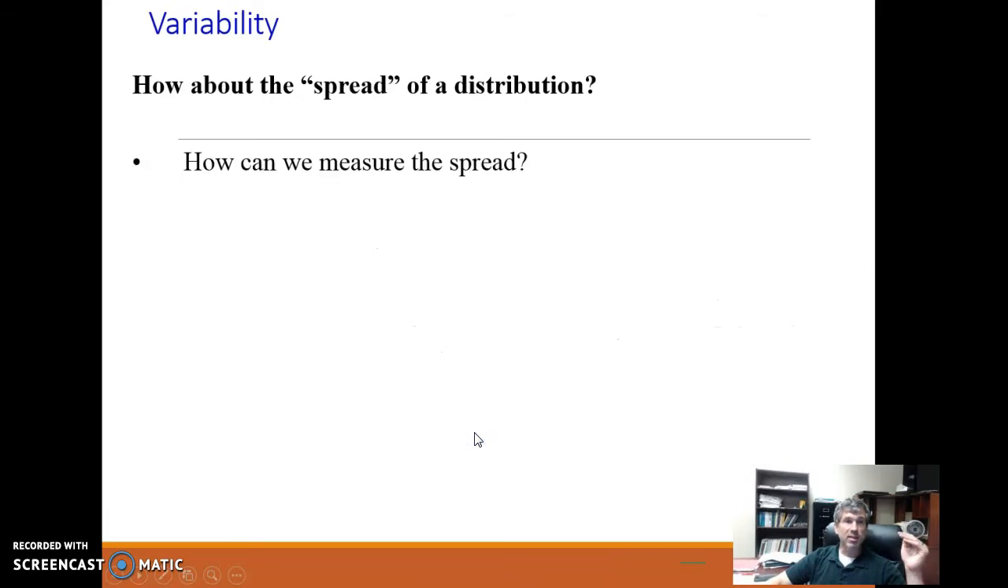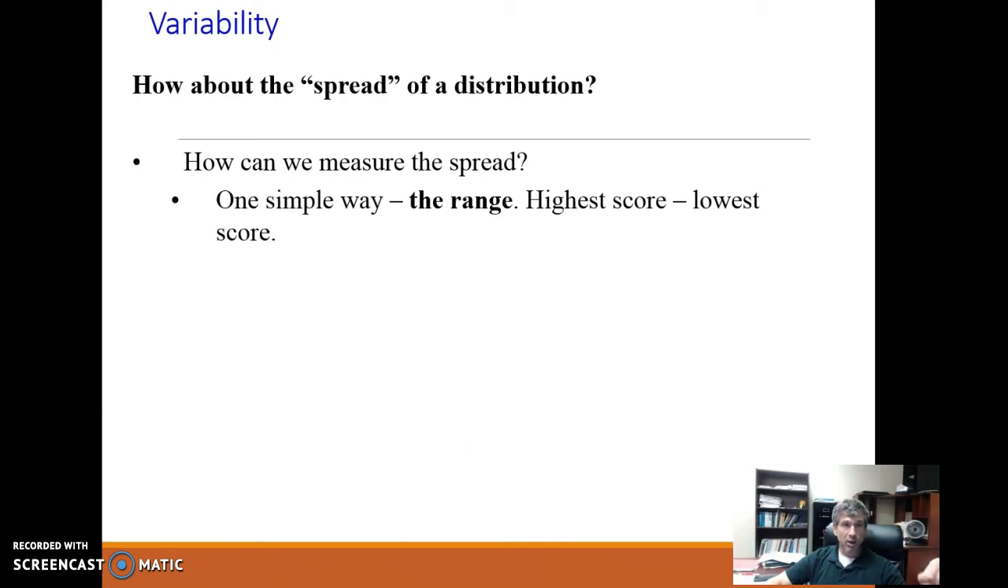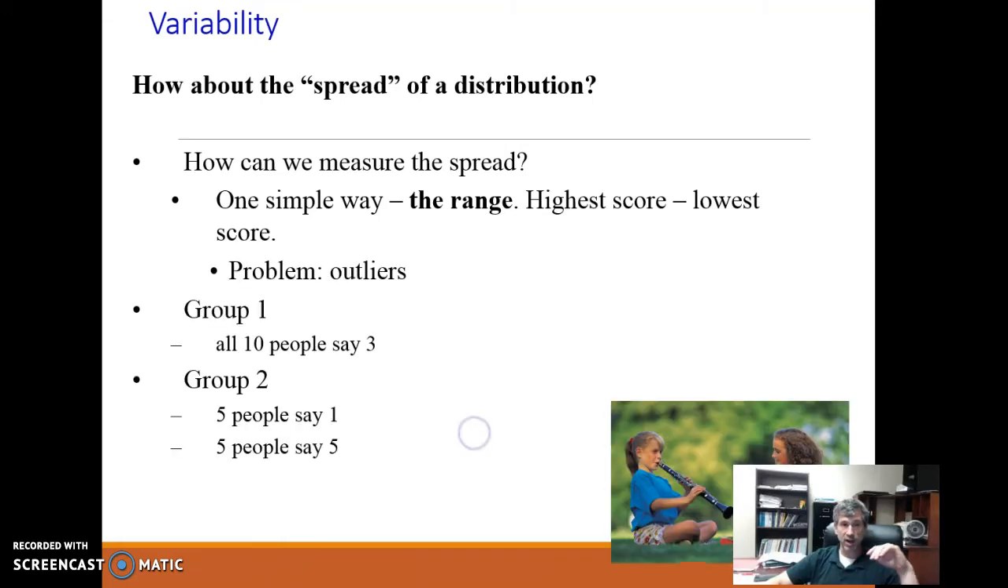So how are we going to assess this? How can we measure that dimension that central tendency doesn't capture, that spread or that variability? There's a very simple way of doing this, which you've probably learned before, called the range. You just take the highest score in the data set and subtract the lowest score from that. It's the difference between the biggest and the smallest score in your data set. The problem here is what we'd call outliers. Somebody who's just really, really far away from every other score is going to make the range look a lot bigger than it actually needs to be. This is one reason why the range isn't often used.